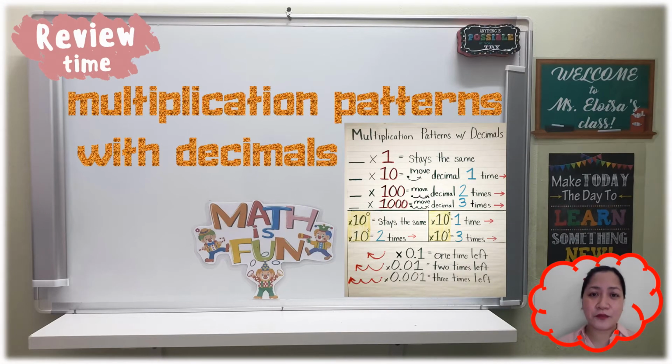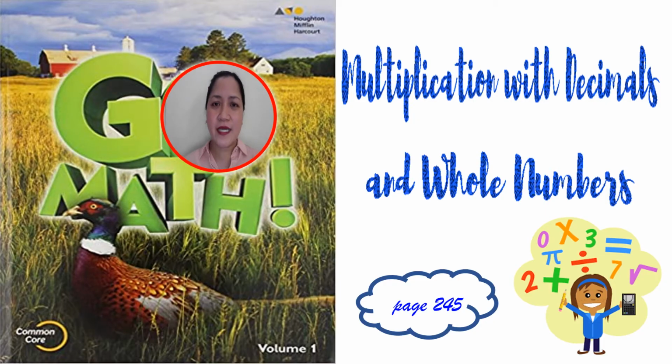Last time we had multiplication patterns with decimals. When we multiply by increasing powers of 10, we move the decimal point to the right. When we multiply by decreasing decimal place value, we move the decimal point to the left. For today, we will discuss the topic on page 245, multiplication with decimals and whole numbers.